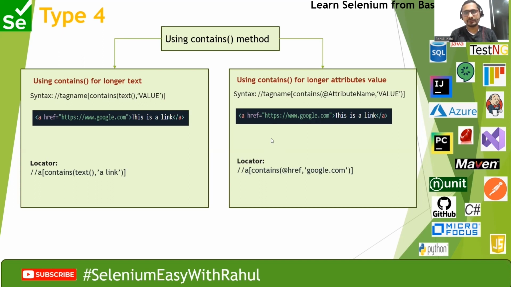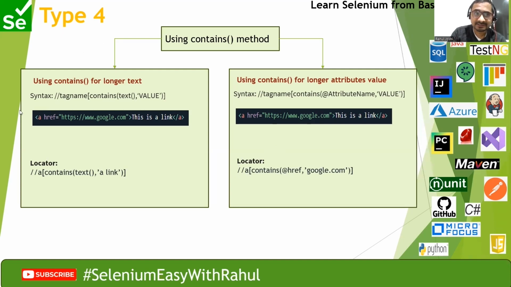The contains function is a very useful method in XPath. It can be used for all such web elements whose value can change dynamically. It is also used when you have a large range of text or attribute value in an element. First of all, let's see how the contains function is used along with the text in an element.